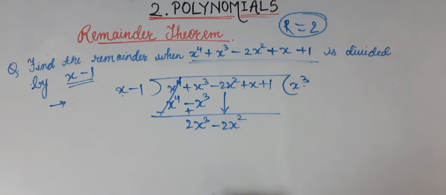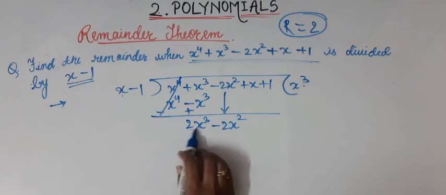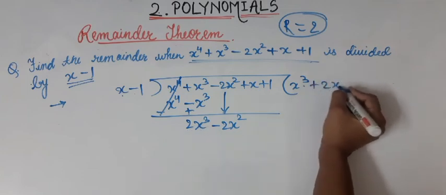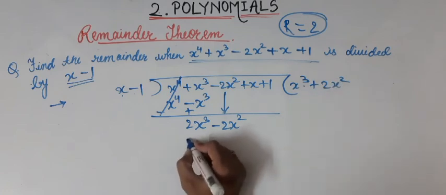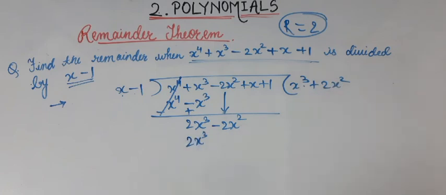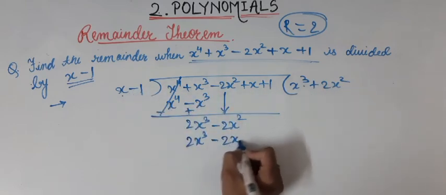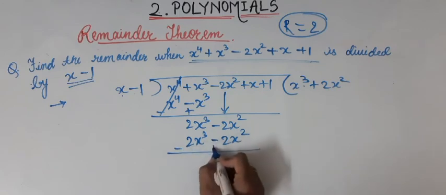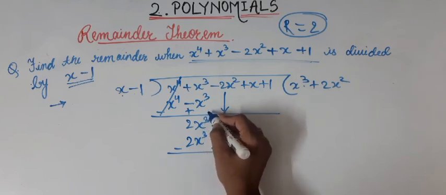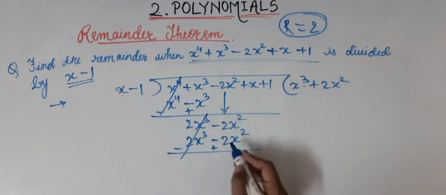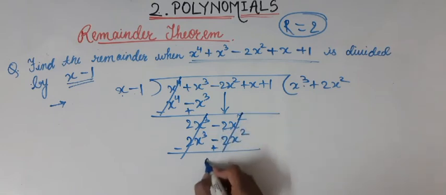Take one term down. Minus 2x square. Now again check with what should I multiply x so that I will get 2x cube. That is 2x square. So x into 2x square, 2x cube. Then minus 1 into plus 2x square, minus 2x square. Change the signs. Now I have told you why we are changing the signs. So plus 2x cube, minus 2x cube cancel. Minus 2x square plus 2x square also cancel. So here you get 0.